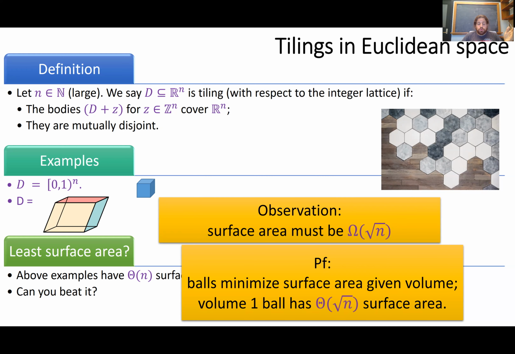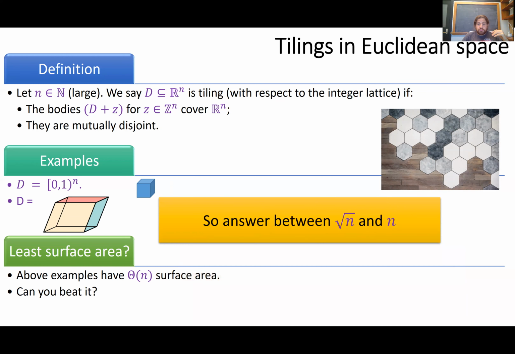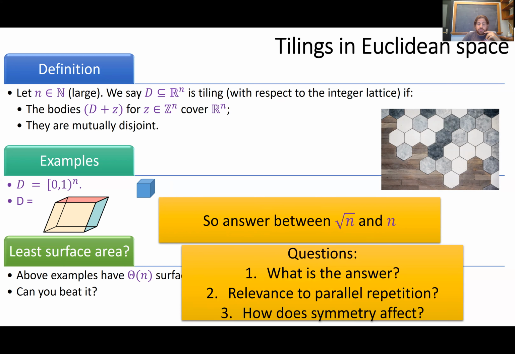So we have a lower bound of square root of n, we have an upper bound of n, and it's not clear what the answer is. Perhaps intuitively, you think first that the answer should be closer to n, because what is square root of n? It's like a ball, and a ball is not tiling, right? It's very far from it. But the answer is somewhere in between, it's not completely obvious. So there are three questions you must ask. What is the answer to this question? How is this relevant at all to parallel repetition? And thirdly, how does symmetry enter the picture?